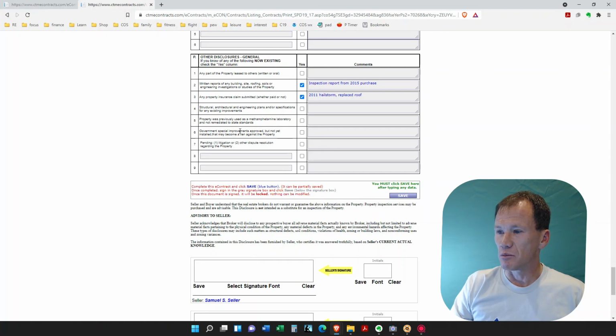Government special improvements approved but not yet installed that may become a lien against the property. I can't even think of a good example for this. But if you have anything that sounds remotely like this, talk to your agent and probably talk to an attorney. And of course, any pending litigation or other dispute resolution regarding the property, if you know that's in progress, check it and explain. So you're done with the whole thing.